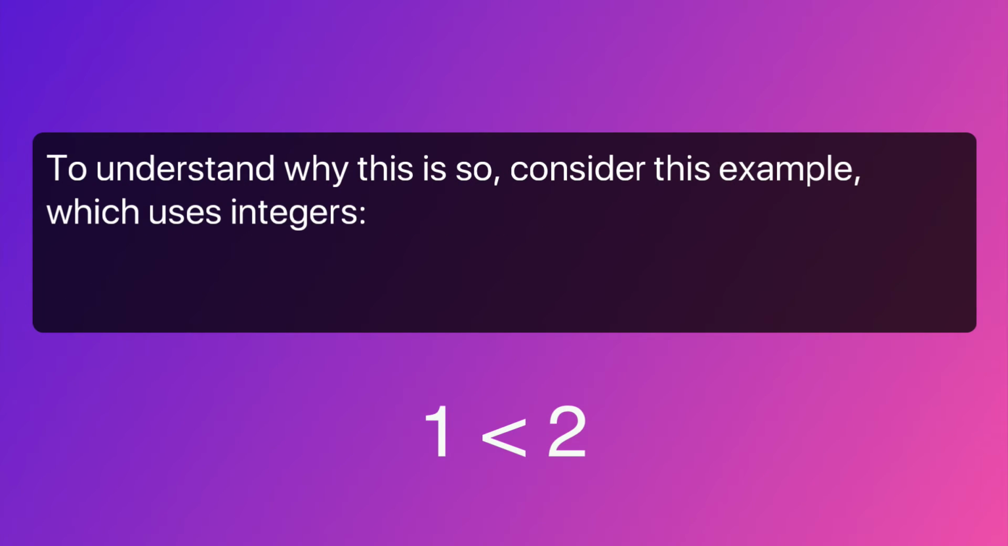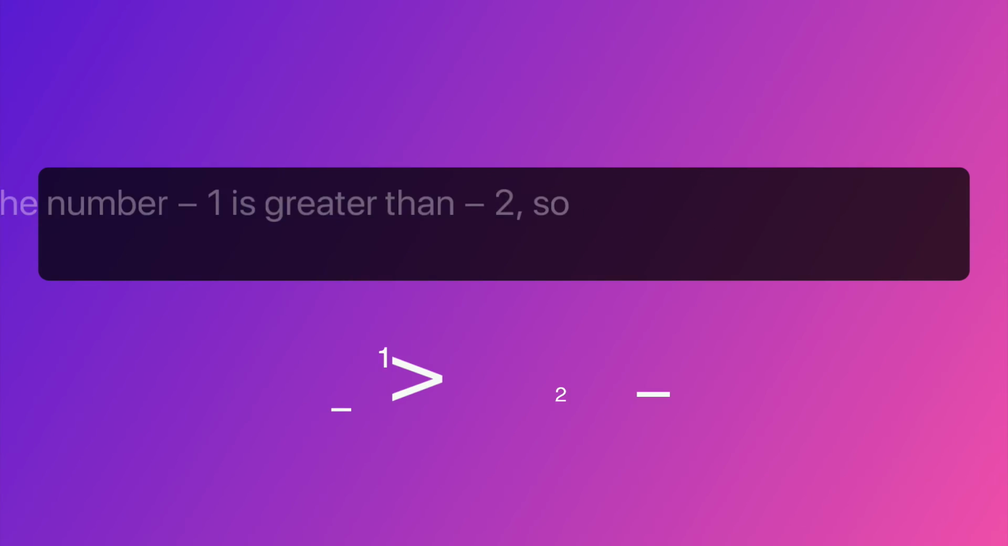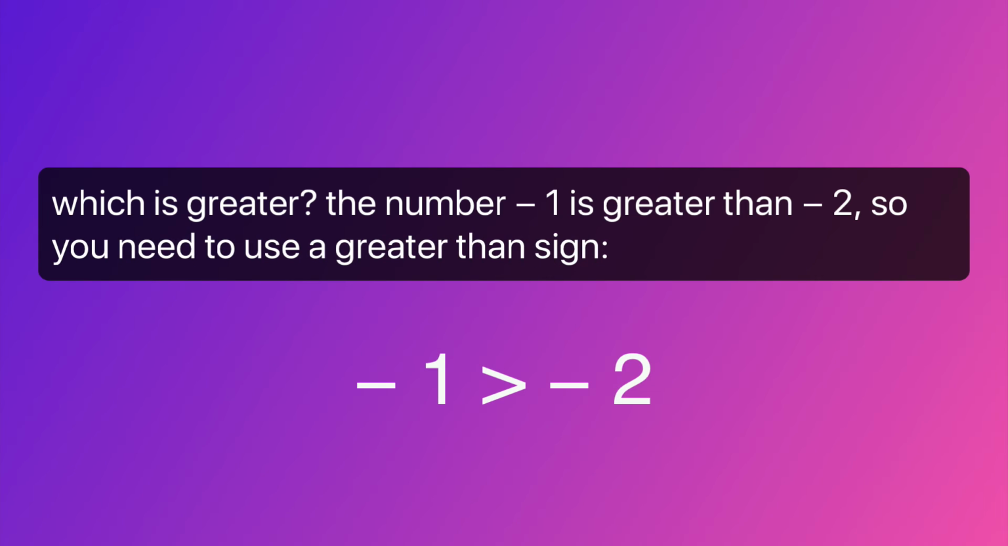To understand why this is so, consider this example, which uses integers. If you multiply both sides by -1 and -2, which is greater? The number -1 is greater than -2, so you need to use the greater than sign.